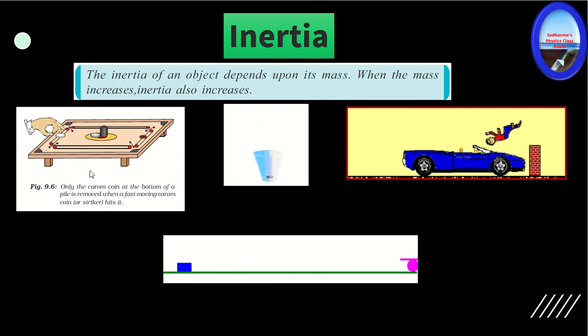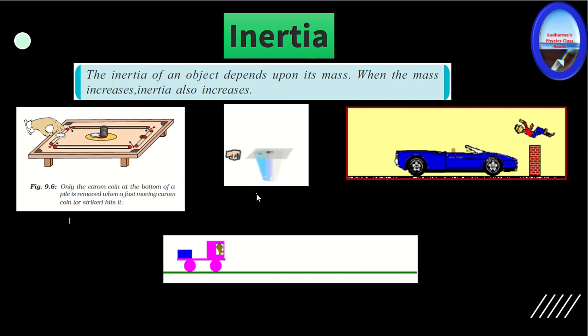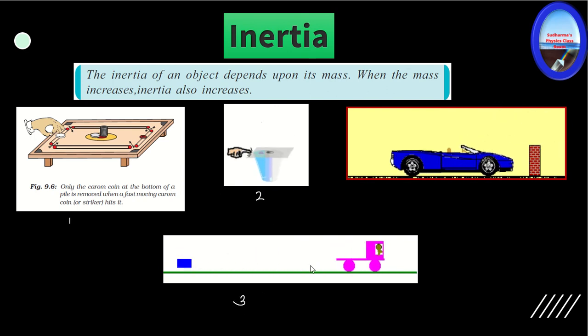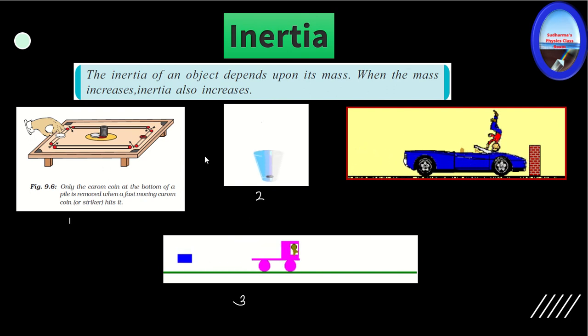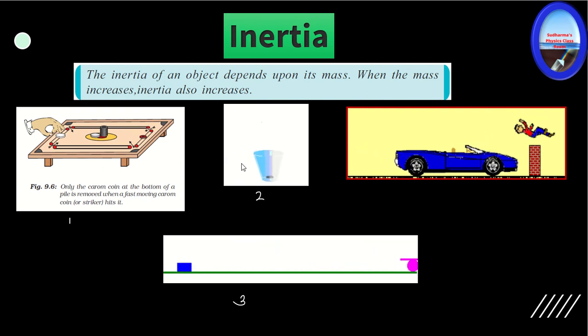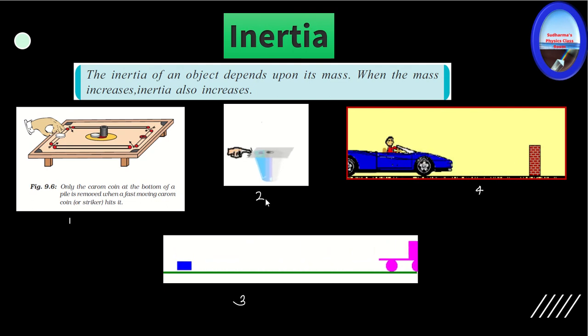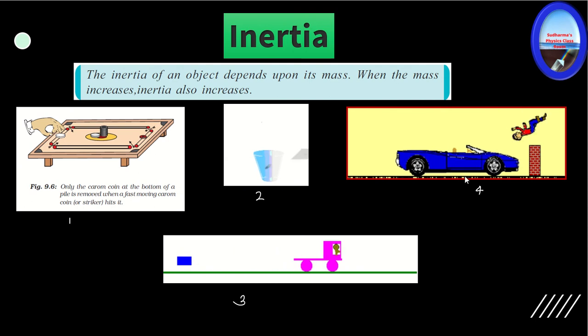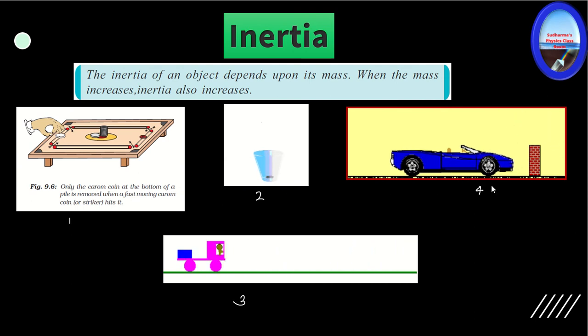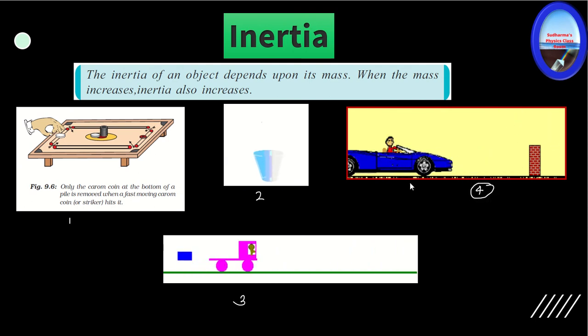So pictures number 1, 2, and 3, we can say, are examples of inertia of rest, because the objects were initially in the state of rest and want to stay in the state of rest, but when one of the objects moves, it just falls down. The fourth picture here shows the inertia of motion.